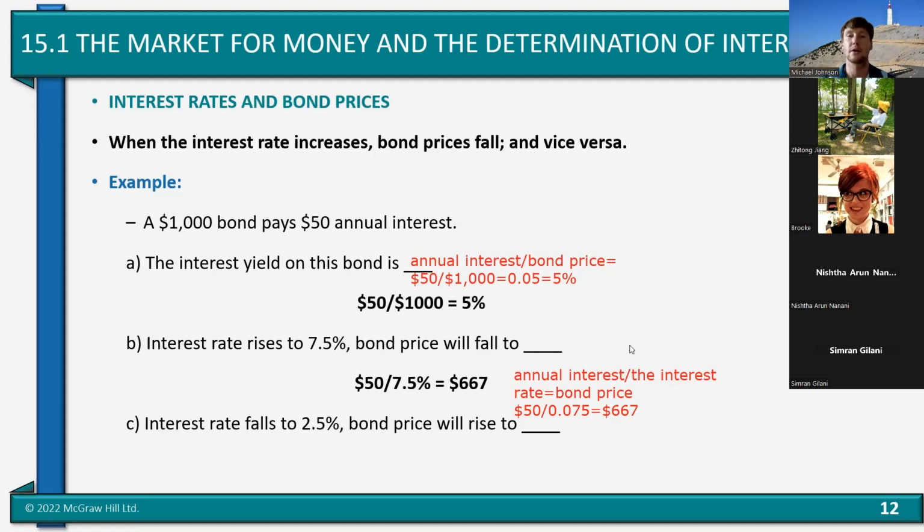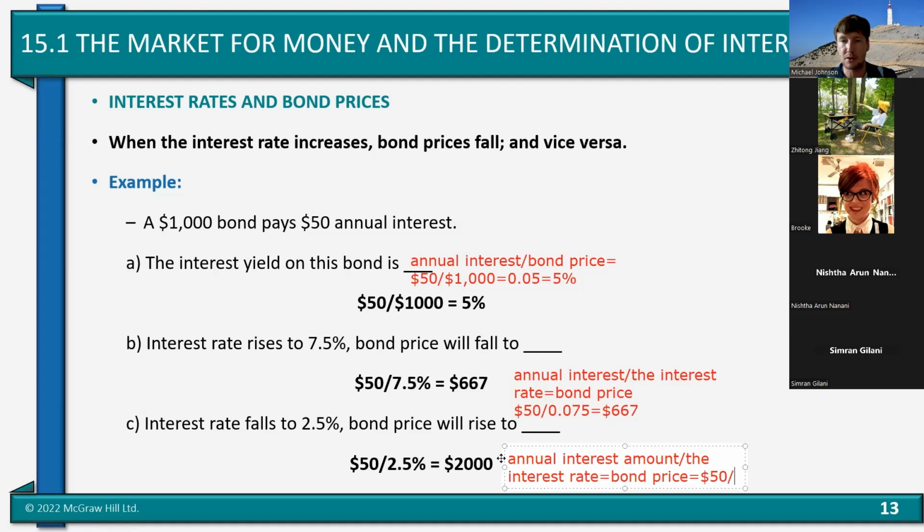$2,000. So yeah, great job, Minji. It was 2,000. So it'd be 50 divided by 2.5%, which is $2,000. Again, it would be annual interest amount divided by the interest rate equals bond price. It's 50 divided by 0.025 equals 2,000. Great job.